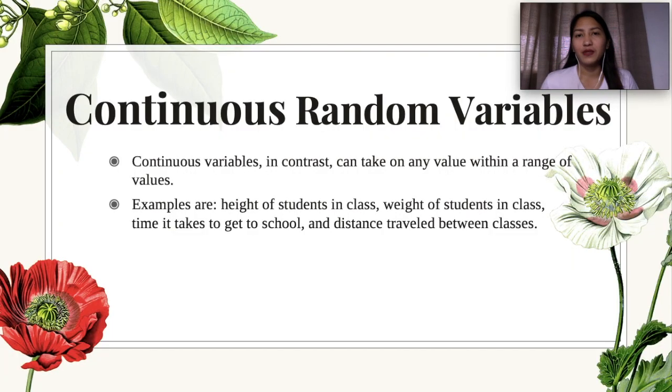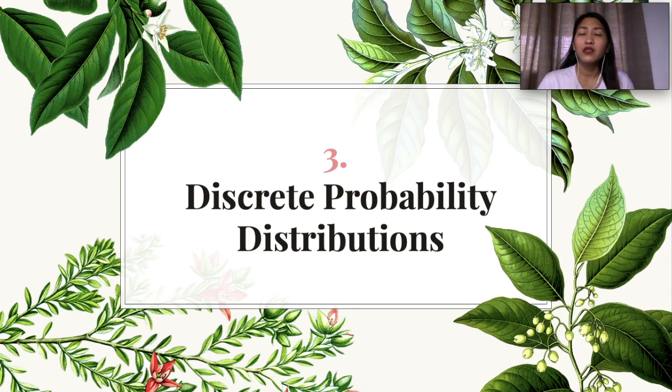Ayun naman yung pagkakaiba sa continuous random variable. Ang continuous random variable, it can take on any value within a range of values. Example, if x, halimbawa, is the height of students in class, weight of students in class, time it takes to get to school, and distance traveled between classes. So, kung mapapansin mo, itong mga examples na to, you can get this using measurement if you measure something. Now, let's talk about the discrete probability distributions.